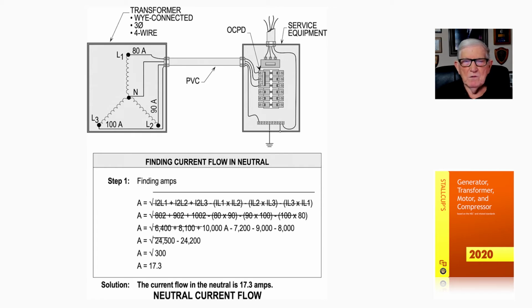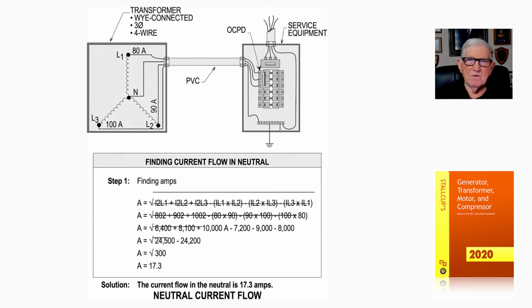Now, when we do the math, the plus and the minus for each set, we come up then with 24,500 minus 24,200, and then when we get that value, we put it in the square root, which would be 300, and when we do our final math, we'd come up with 17.3.